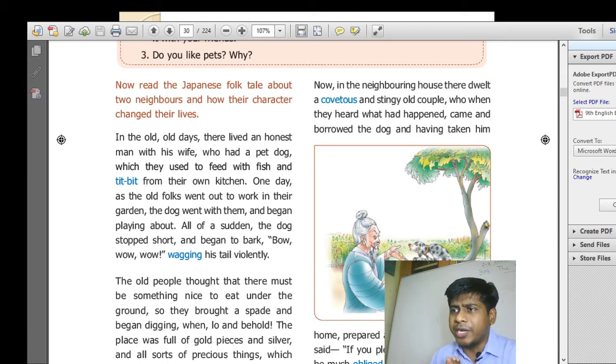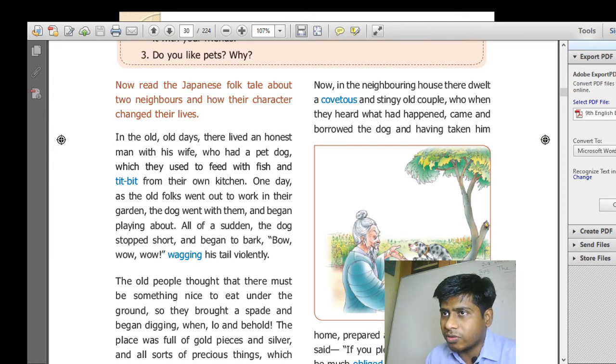And this pet dog, they used to feed with fish and tidbits, small things, waste or leftover food from their own kitchen. They are not giving any special food for this dog. They are not preparing anything. As it is living with them, whatever they have, leftover or anything, they feed the dog with that. And one day, now the story starts.